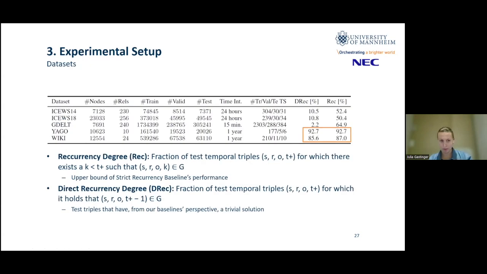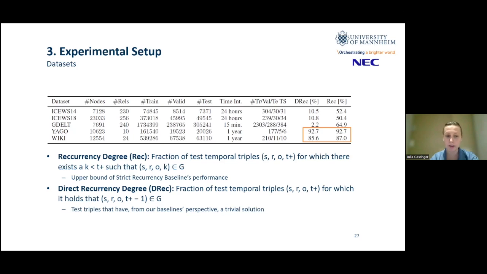I want to talk a bit about data sets. We use those 5 data sets. They're commonly used in related works. And we compute some additional statistics, namely the recurrency degree, which is the fraction of test temporal triplets for which there basically would have been in the graph before. So this is this value, and it's somewhat an upper bound of the strict recurrency baseline's performance. Because if the triple has not been observed before, then the strict recurrency baseline cannot do anything.